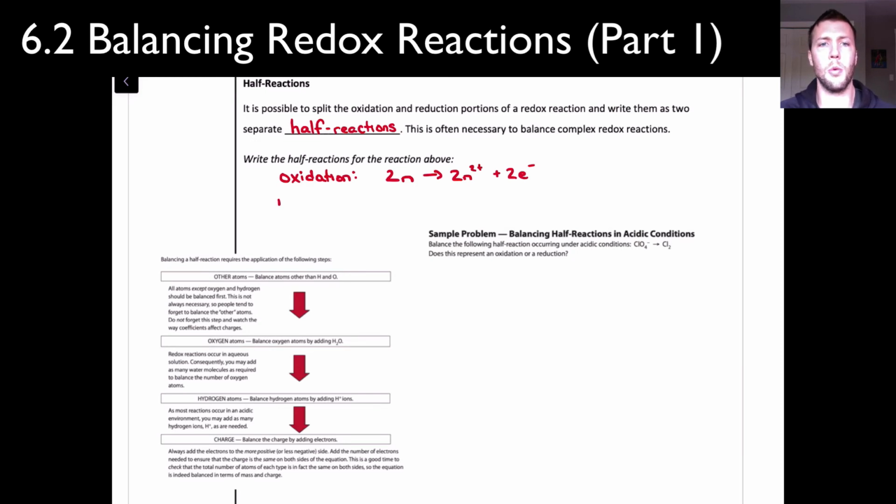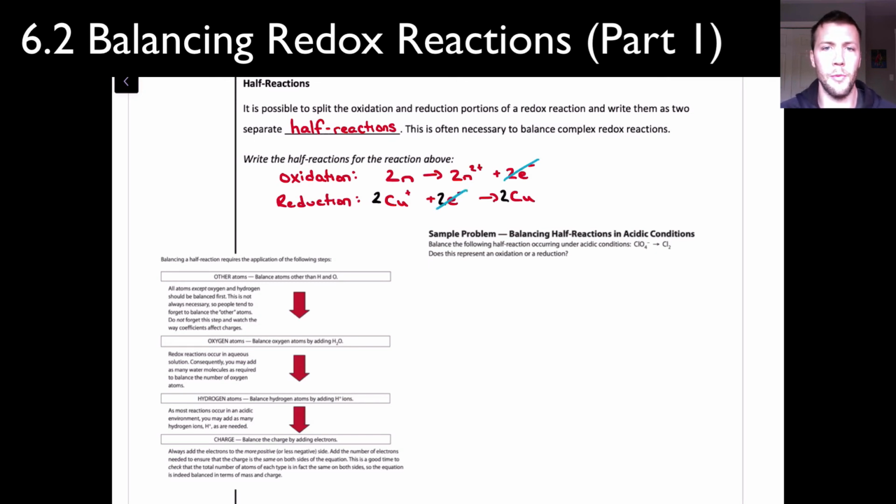The reduction portion of the reaction was when we had the copper 1+ ion turning into copper in its elemental form. In order for that to happen, it would have to gain 1 electron. Now we can see zinc gave away 2 electrons and copper ion only accepted 1. So we need to double each of the reduction reaction components so that the number of electrons lost by zinc is the number gained by copper 1+.